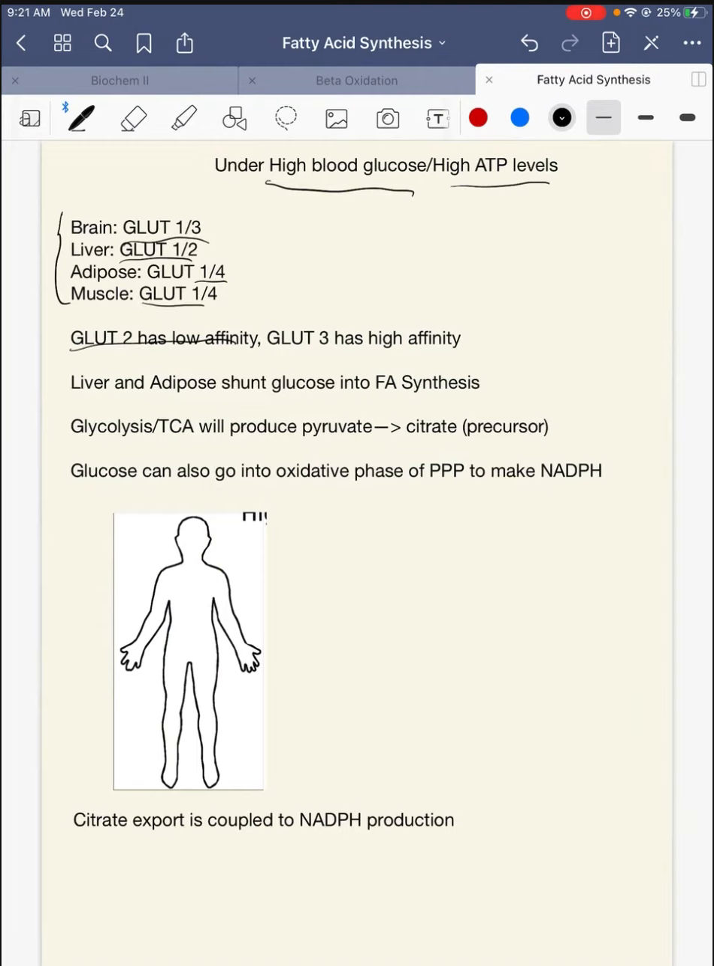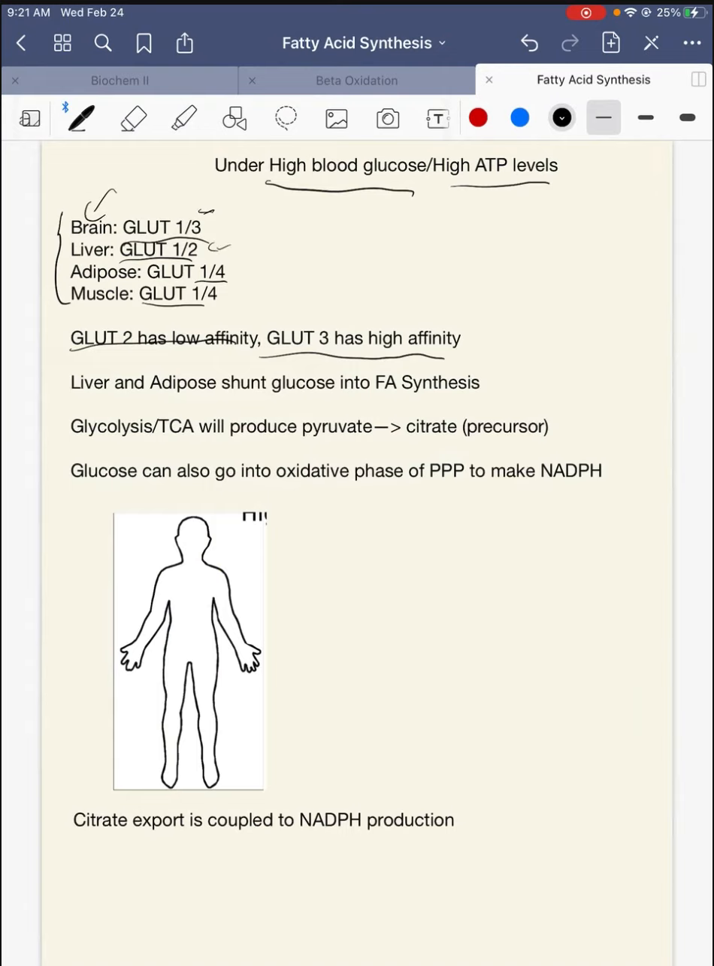GLUT2 has the lowest affinity, and GLUT3 has the highest affinity. This makes sense because we said the brain runs mainly on glycolysis, and it uses something like 20%, or 5%, of the glucose your body ingests. I don't remember the number exactly. So it needs a really high affinity GLUT transporter, so it takes most of the glucose in the blood for the brain to run.